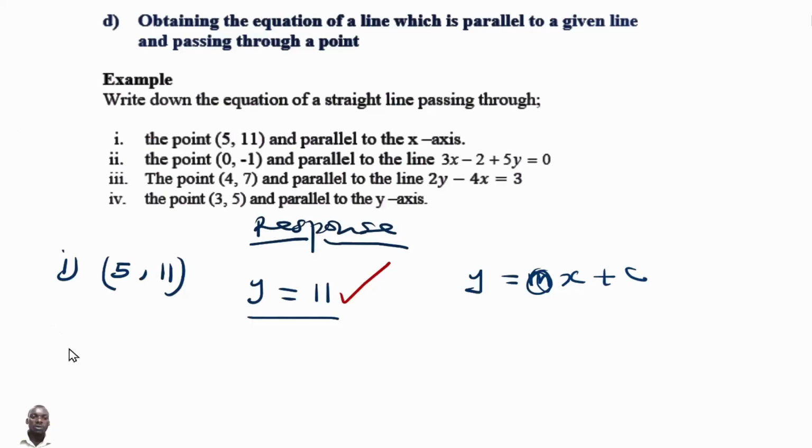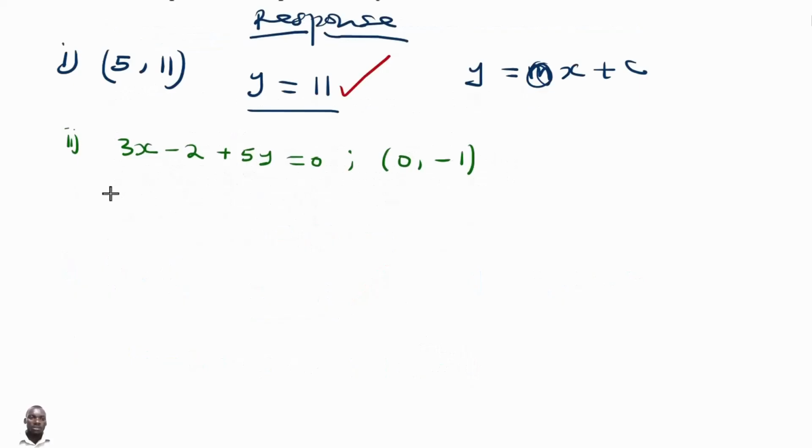Let us now move to Roman numeral 2. They are saying we determine the equation of a line passing through 0, negative 1, and parallel to this line, whose equation is 3x minus 2 plus 5y equals 0. What we need to do is first get the gradient from this equation. Remember, we've been given the point as 0, negative 1. So we need to modify this to be in the form y equals mx plus c, so that we can tell which is the gradient. So let us modify this equation. Simply, we are going to make y the subject.